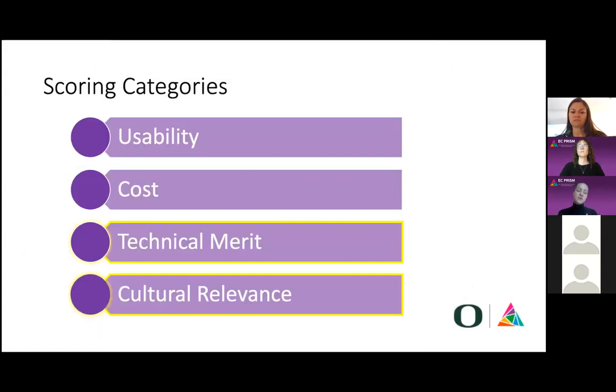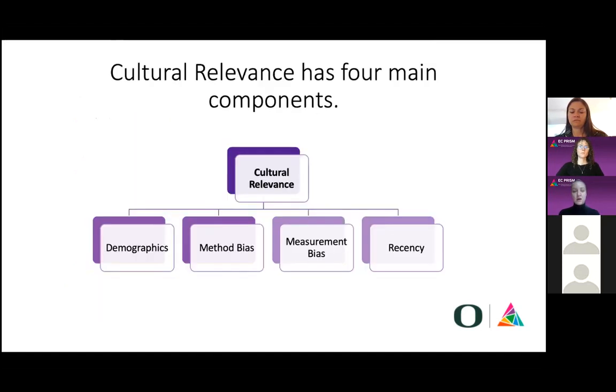So now we'll move on to cultural relevance. What our cultural relevance scoring category is about is who the measurement was tested on, who it's applicable to, and how the developers considered different groups and included different groups in the development process. Our cultural relevance scoring bucket has 4 main components, and these are demographics, method bias, measurement bias, and recency. So I'll go over each of these 4 components in a little bit more detail over the next several slides.